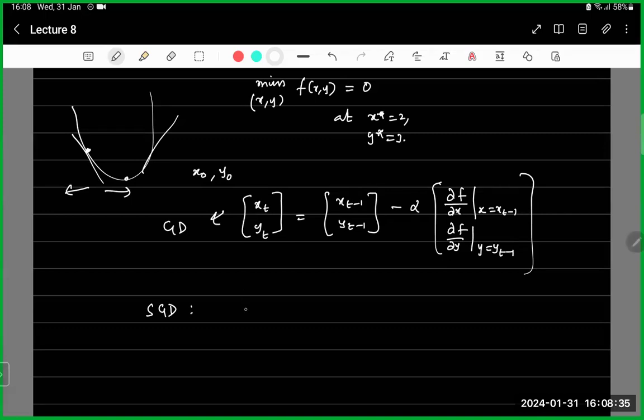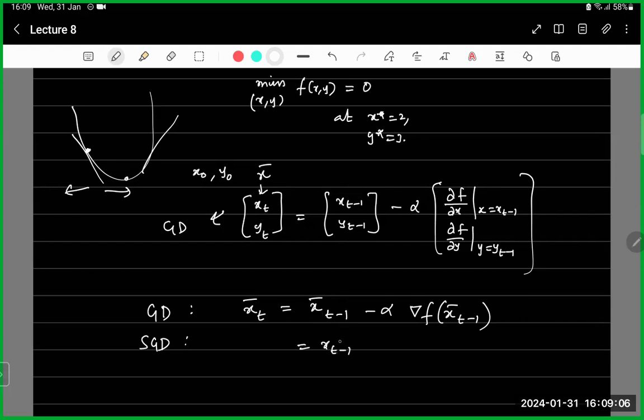What this tells is, here you can think of it like this, right? If I call this whole thing x bar, x bar t equals x bar t minus 1 minus alpha into the gradient. This is the gradient descent update rule. Now in stochastic gradient descent, we'll write everything else the same, but instead of the gradient, we'll just use some other function g of our current point. This g may not be equal to your gradient, but it should satisfy this property.